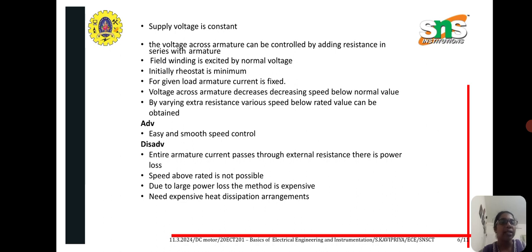The advantage is easy and smooth speed control. The drawback is that the entire armature current passes through the external resistance, so there is a power loss. Speed above the rated speed is not possible. Due to the large power loss, this method is expensive. It needs expensive heat dissipation arrangements because the heat produced is large.